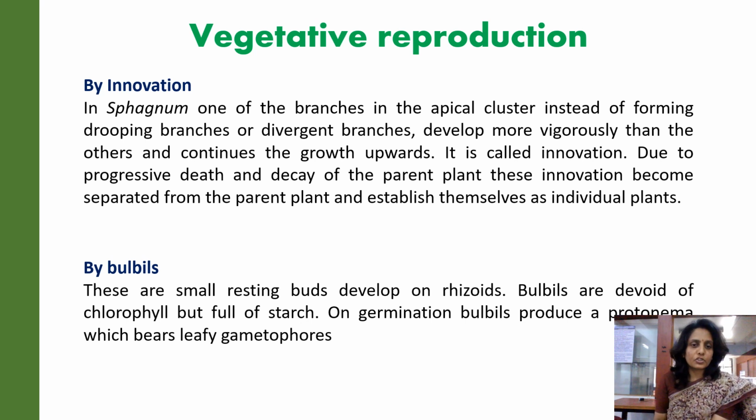By bulbil formation. Bulbils are small resting buds which develop along the rhizoids. Bulbils are devoid of chlorophyll but full of starch. On germination, the bulbils produce a protonema-like structure which bears the leafy gametophores.